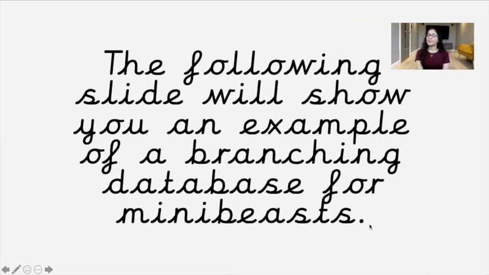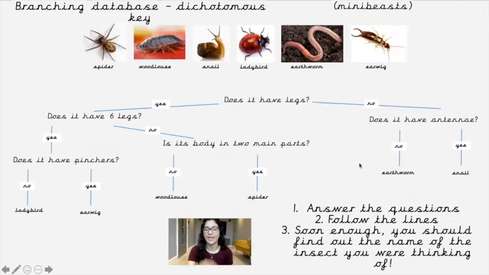So the following slide will show you an example of a branching database for mini beasts. So here you have it. You have a branching database. Now, six insects are being used here. They are being sorted here. You have the spider, the woodlouse, snail, ladybird, earthworm, and earwig.